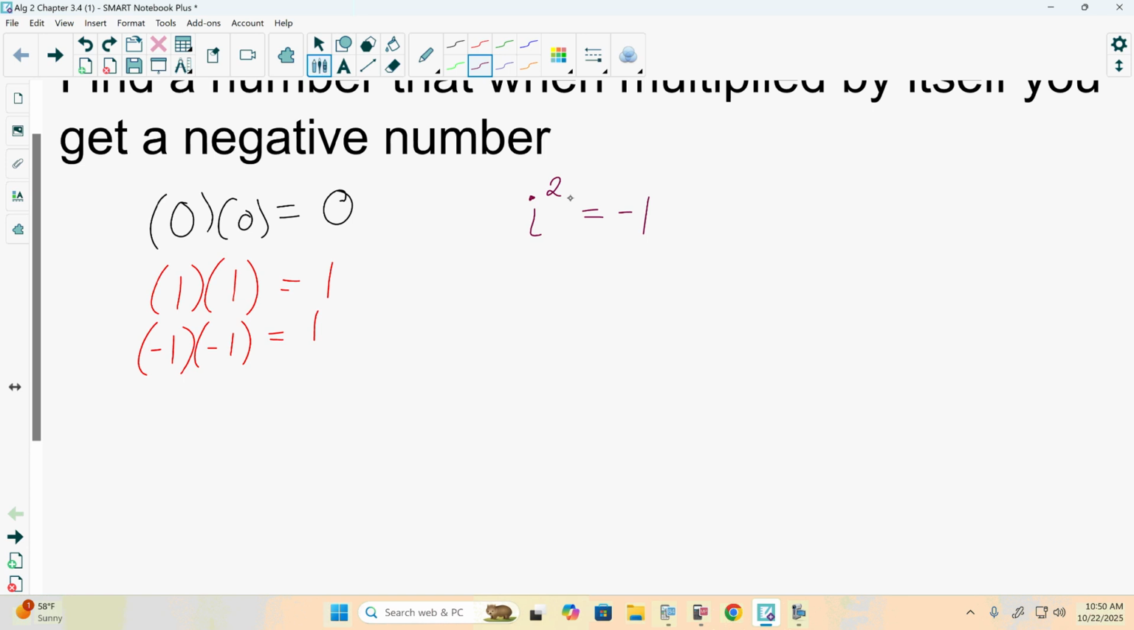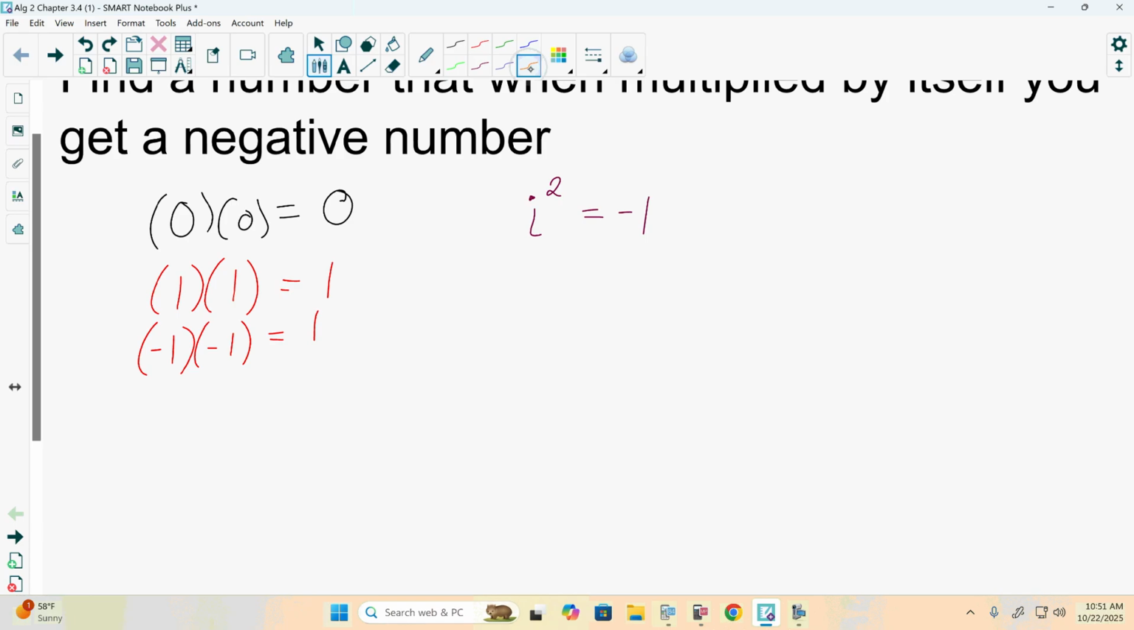So we're going to call this imaginary number i. When i is multiplied by itself, we get negative 1. But this doesn't work. There is no real number that, when multiplied by itself, gives us negative 1. It's not real. It's an imaginary number.